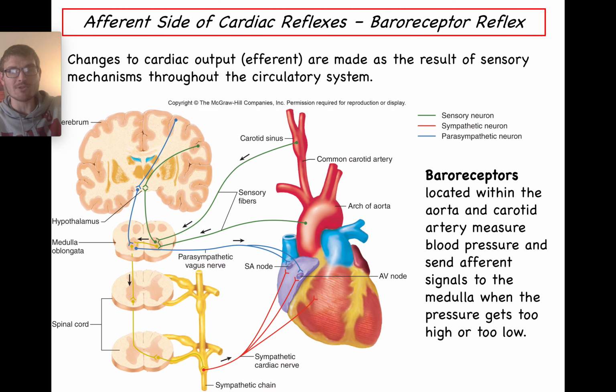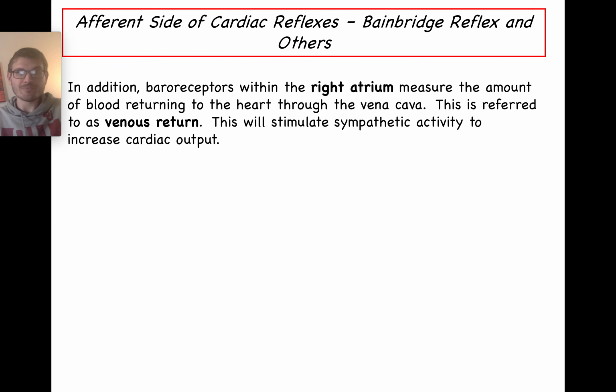As I mentioned, baroreceptors are a type of sensory receptor that respond to changes in blood pressure. They are located both in the aortic arch and in the carotid sinus. They measure blood pressure and then send afferent signals to the medulla in cases when the pressure in the blood gets too high or too low.